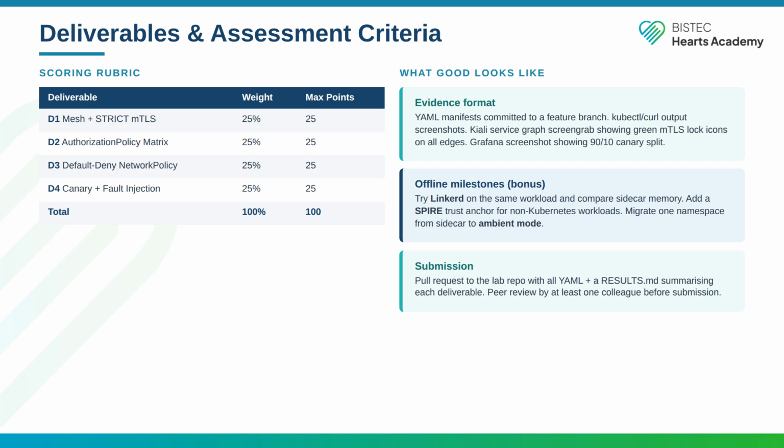For those who finish early, the optional milestones are valuable. Try Linkerd on the same workload and compare sidecar memory to Istio. Migrate one namespace from sidecar mode to Istio ambient mode. Or add a SPIRE trust domain for a non-Kubernetes workload, such as a VM or a CI runner.